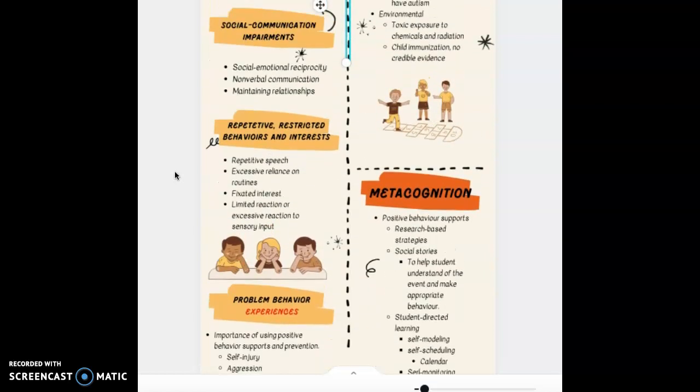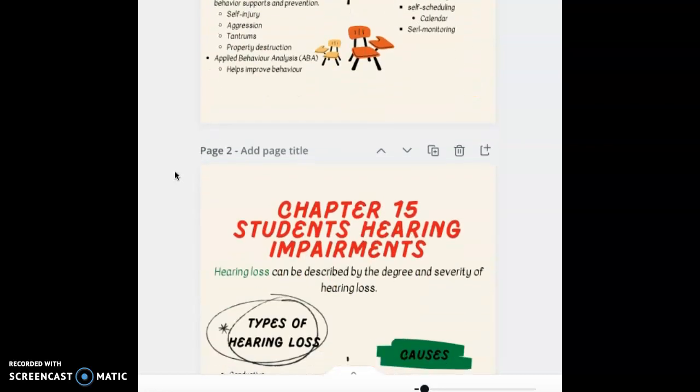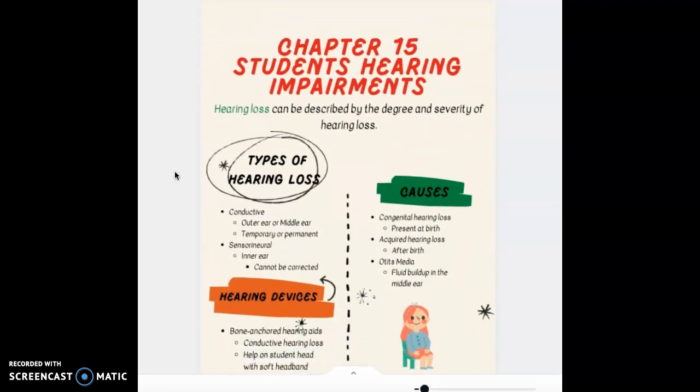So, within this chapter, I will be moving on to Chapter 15 about students with hearing impairments, which I was also very intrigued to learn about because not only, like I said, do we have students with autism, but there are other students that have other conditions, and I had a student that had a hearing loss, a hearing impairment.